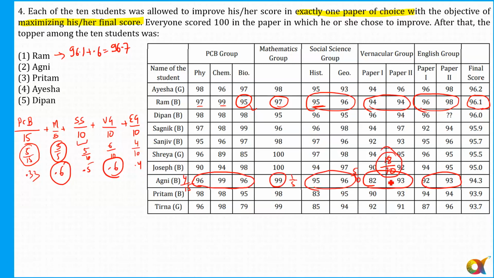18 by 10, which is 1.8. So for Agni, the new final score is 94.3 plus 1.8. What is 94.3 plus 1.8? 8 plus 3 is 11, write 1, carryover is 1. 94 plus 1 is 96.1. So the final score of Agni is 96.1.